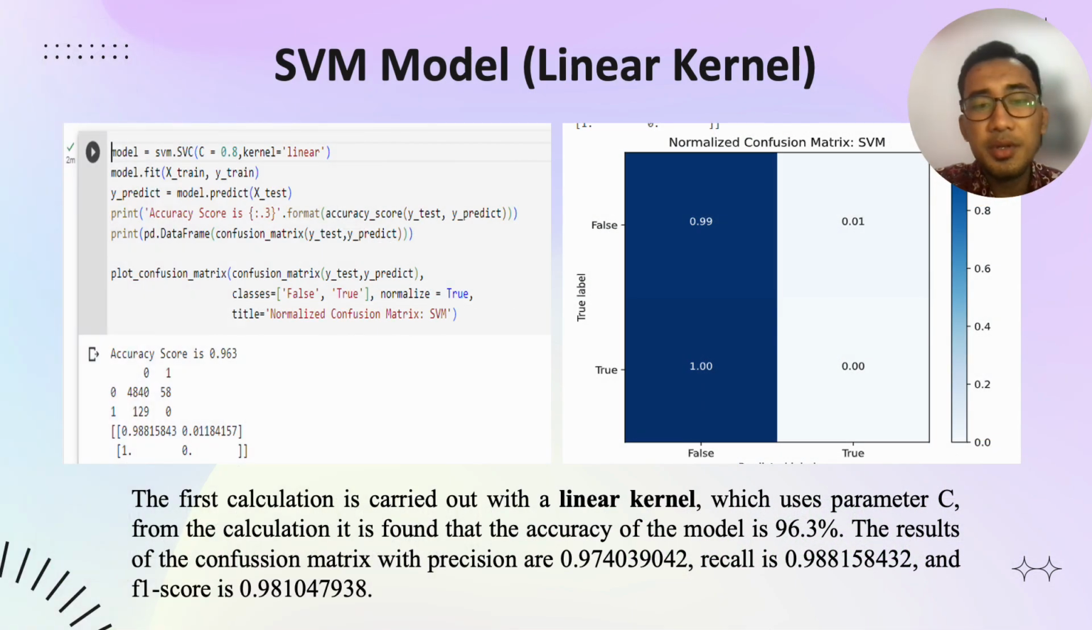The first calculation is carried out with the linear kernel using parameter C. From the calculation, it is found that the accuracy of the model is 96.3%. The result of the confusion matrix: precision is 0.974, recall is 0.988, and F1 score is 0.981.